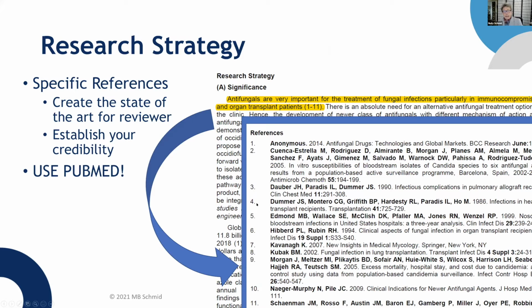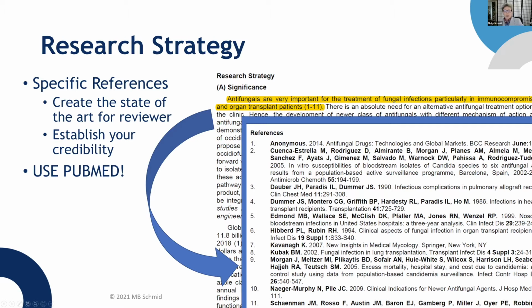Okay. By having these references, you create the state of the art for the reviewer. You also establish your credibility. And the way to do this is to use Pubmed. Now, importantly, this references section obviously takes up space, but it is not included in the 6-page limit to the research strategy section. So you can actually have as many references as you think is reasonable.